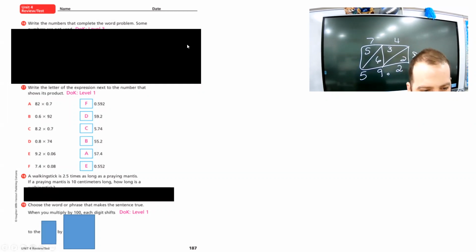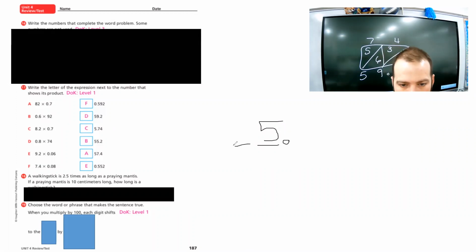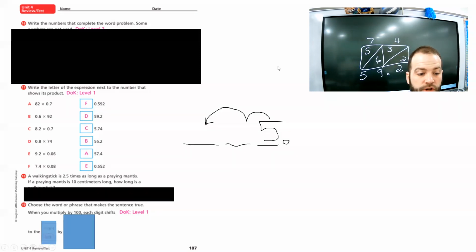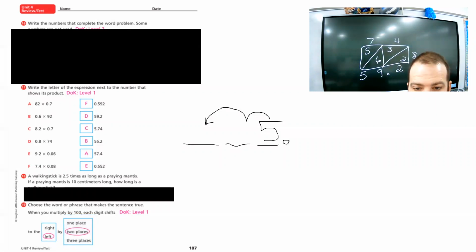Choose the word or the phrase that makes each sentence true. When you multiply by 100, each digit shifts which way? Okay, well, here's 5. Put 5 in the 1's place. Remember, he likes the digit. So the digit, when it gets multiplied by 100, shifts left. It shifts left. So it's going to shift left how many times? Twice when it gets multiplied by 100.